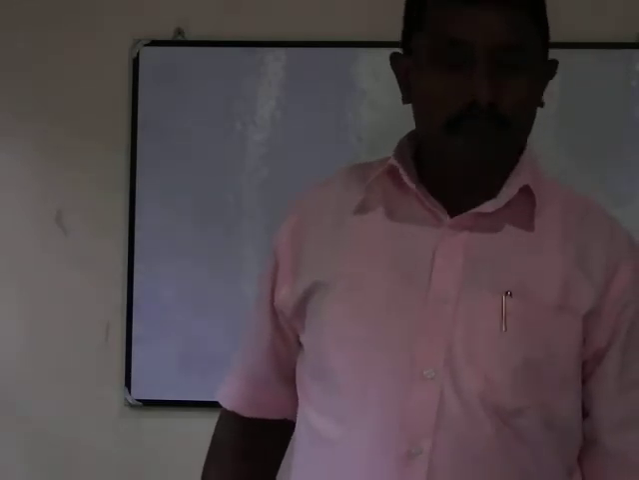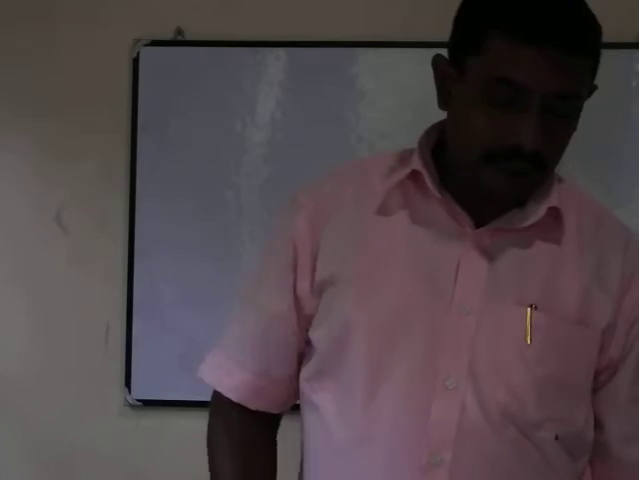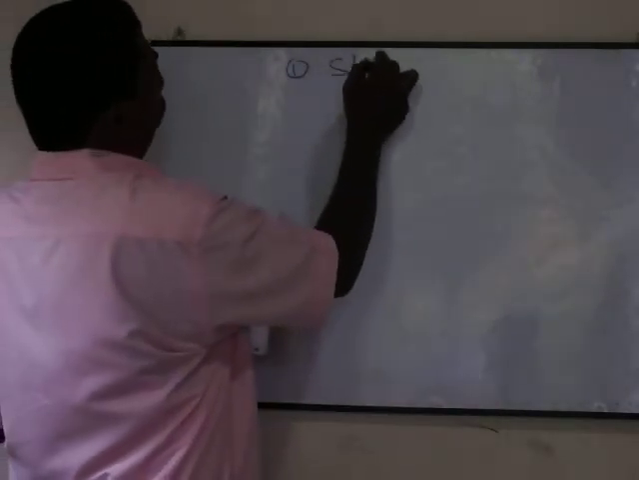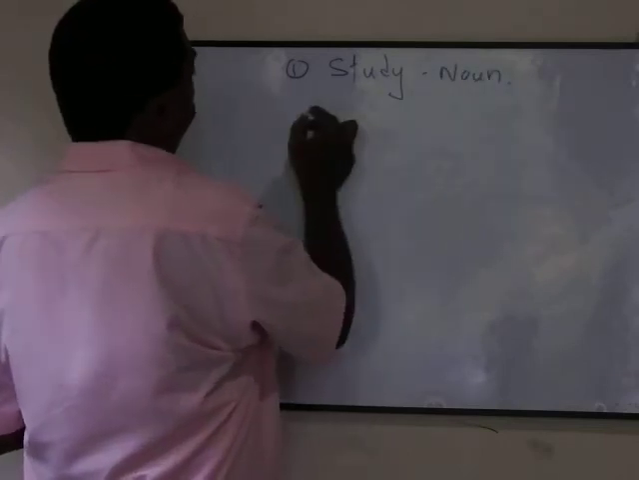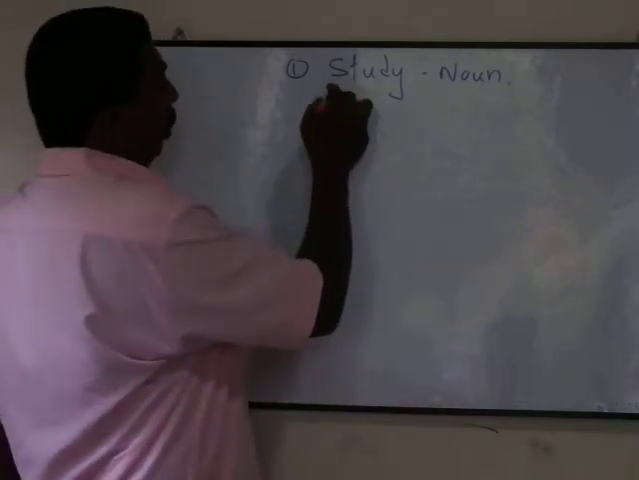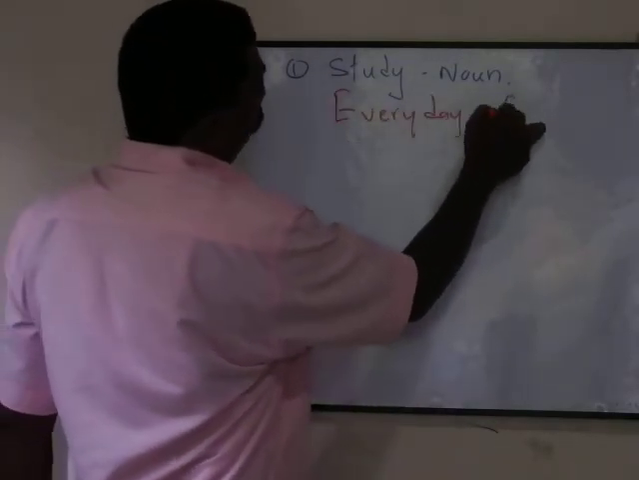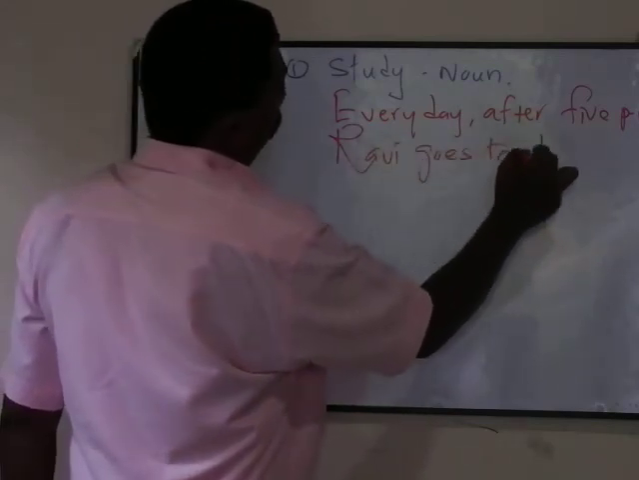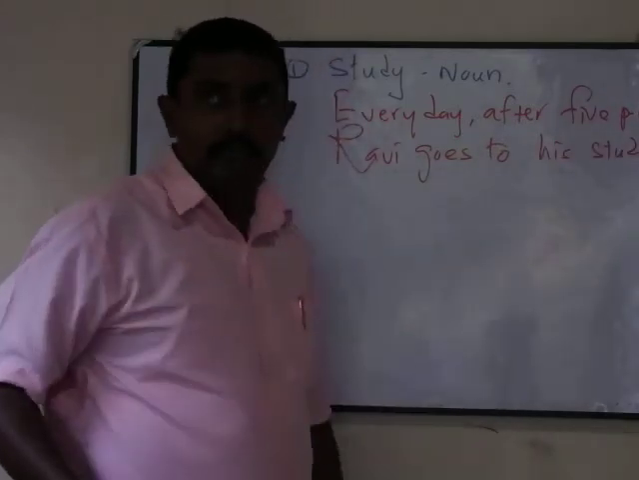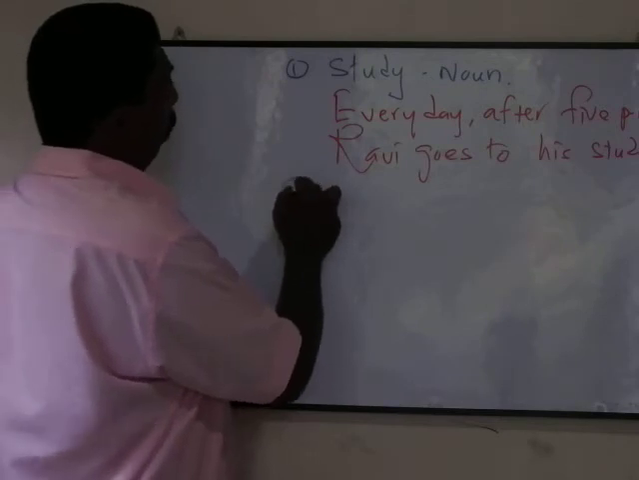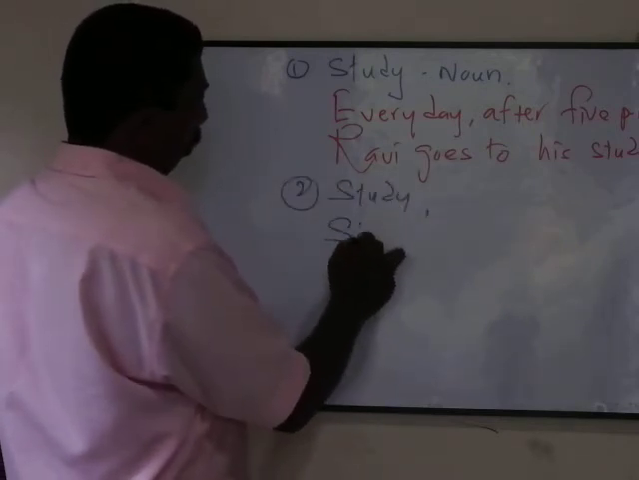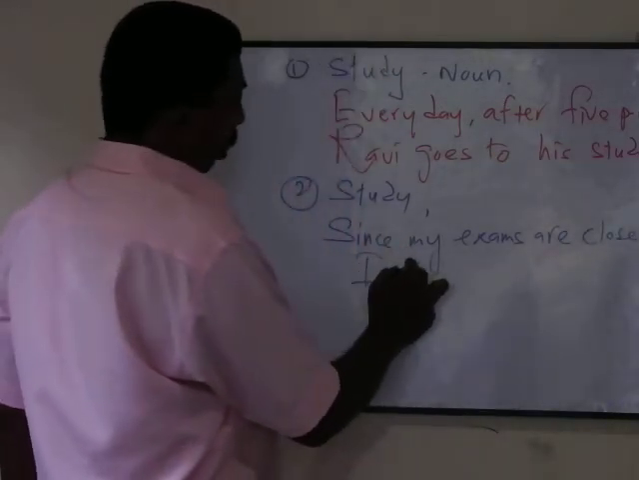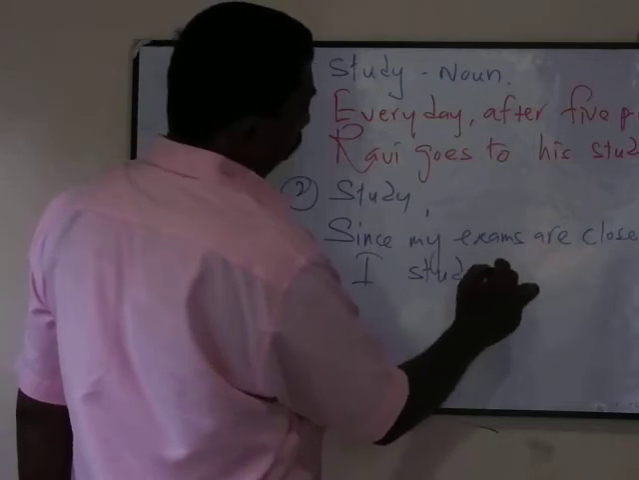Right. After that, there is a grammar item. Use the highlighted words in the text in meaningful sentences. What are the highlighted words? Study. First is study as a noun. You can say, every day after 5 p.m., Ravi goes to his study. That's as a noun. Now the same as a verb, we can use study: since my exams are closer, I study right till late.